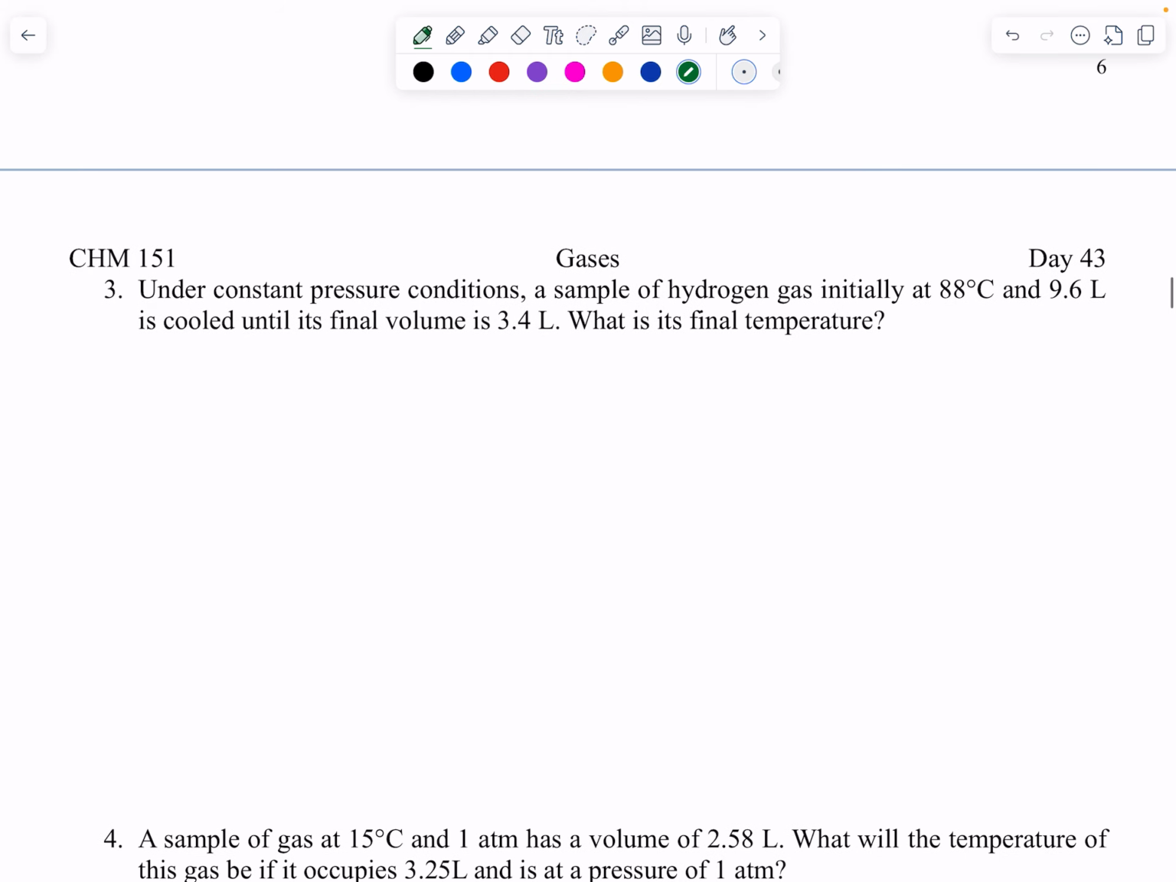Next one, number 3. Sulfur dioxide, which is a gas. Oh no, I'm sorry, I have a different one. Under constant pressure conditions, a sample of hydrogen gas initially at 9.6 liters is cooled to its final volume of 3.4 liters. What's its final temperature?